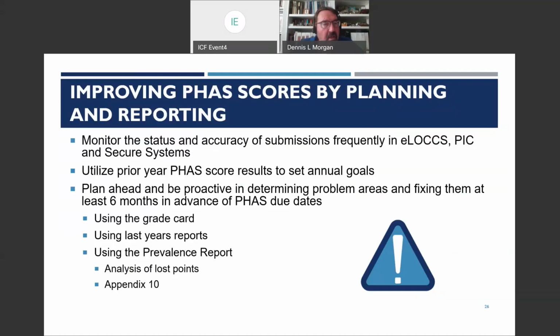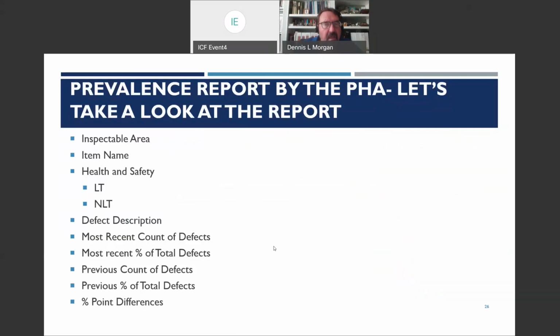So use the grade cards, use evaluations month by month, use last year's reports, use what's known as a prevalence report. The prevalence report is a report that HUD also issues in terms of how you're doing on your physical plants overall for the agency. Look to see where you're losing points on these reports. Look to see whether these are health and safeties, whether they are LTs, better known as life-threatening, or NLTs, better known as non-life-threatening. And set your systems in place so that you're not repeating these over and over again.